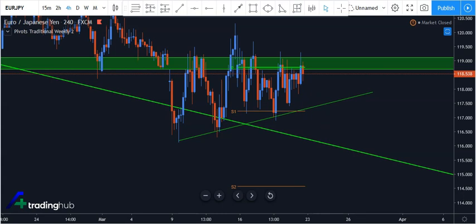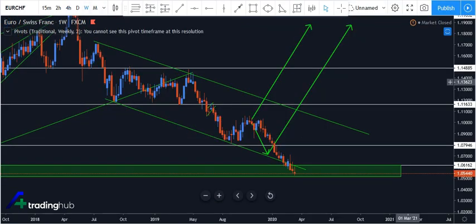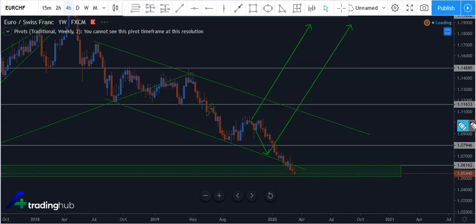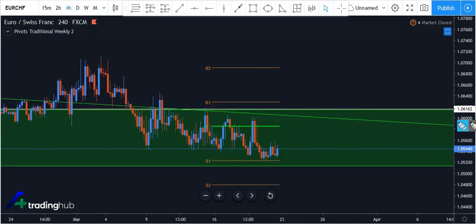Let's look at another chart here. Euro Swiss francs. Alright, so this is the structure we have here, and price is still within the buyer's zone. And let's look at the 4-hour entry time frame. So this is the lower time frame, and we are seeing that buyers are stepping into the market. See, series of bullish impulse.